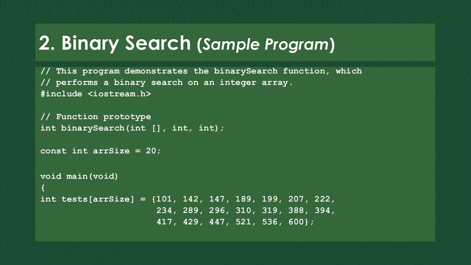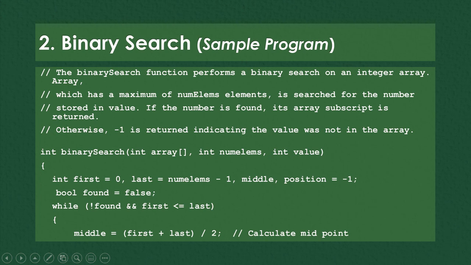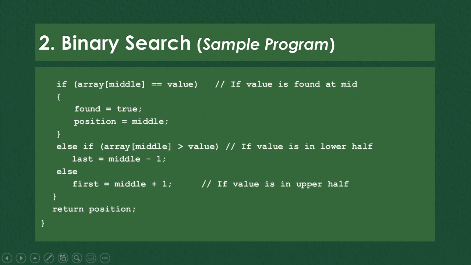Here is a sample program of the binary search algorithm implemented in C++. Analyze this code and convert it to Java. This will be your activity in the Engage section of your module. Sample program continuation. Here the searching process is placed in a function or method. Sample program continuation.